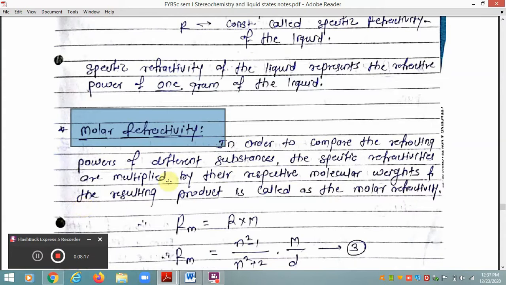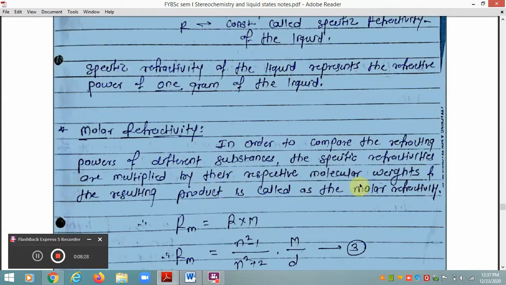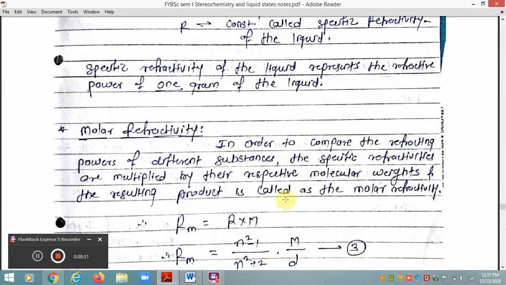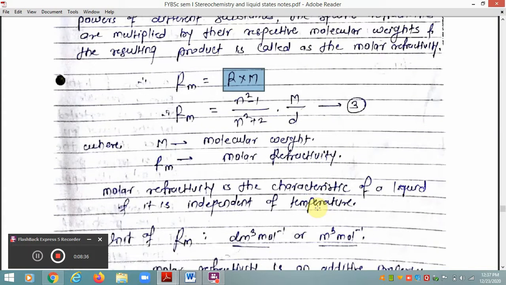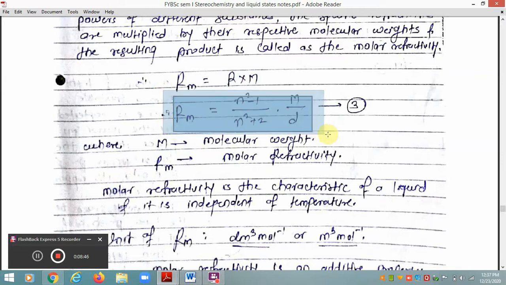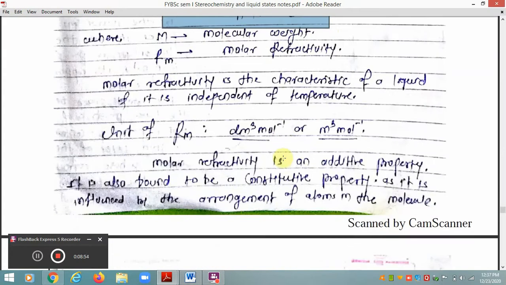In order to compare the refractive powers of different substances, the specific refractivities are multiplied by their respective molecular weights, and the resulting product is called the molar refractivity. Whenever specific refractivity is multiplied by the molecular mass of the given substance, it is called molar refractivity. That's why molar refractivity Rm is given by this equation: (n square minus 1) divided by (n square plus 2) into M upon d. M is the molecular weight and Rm is the molar refractivity.